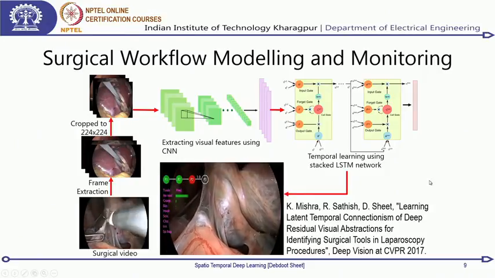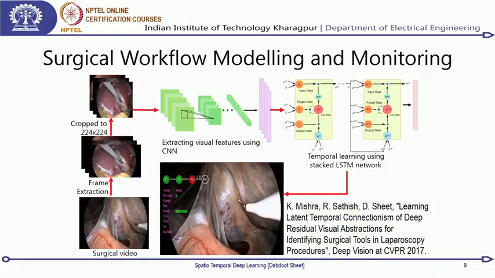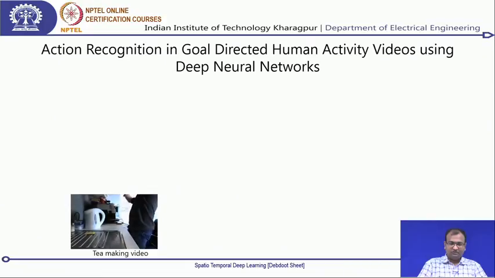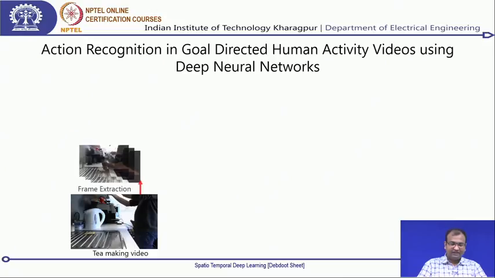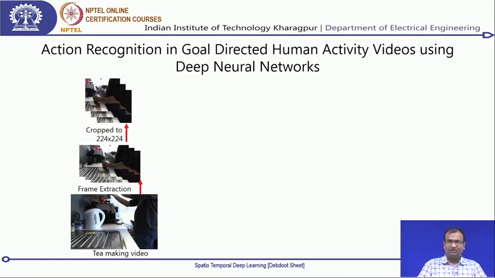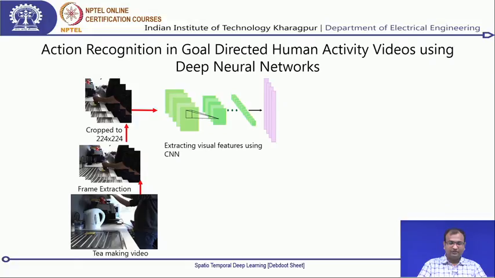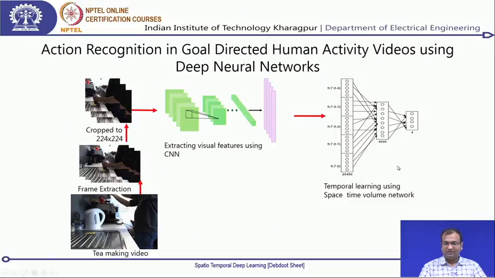Okay. Now, this is one part where you have your spatial CNN working, then you have your features extracted, and based on the features you feed them to an LSTM and classify. Now, there is also another kind of problem. This is what we had done with goal directed human videos. The idea was that you extract these frames, crop and resize them to 224 by 224, and feed them all into a CNN for extracting features. Once your features are extracted, can we have these at multiple time frames and then draw a fully connected neural network and do a classification?